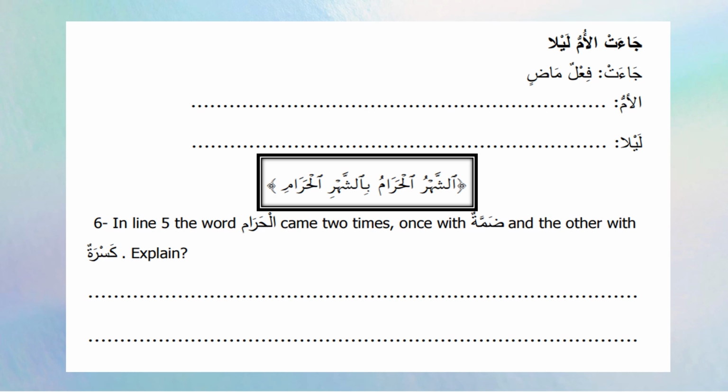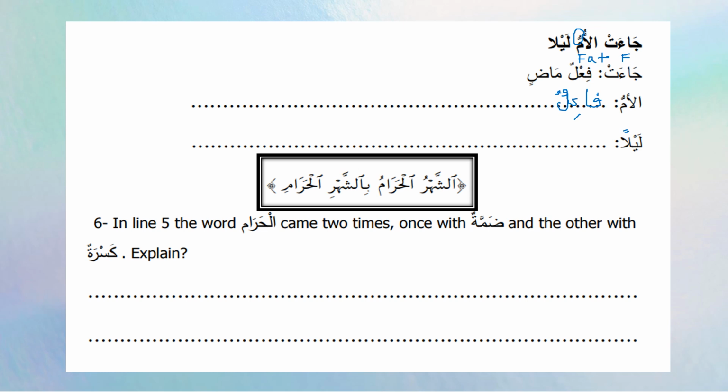Now, Ja'at al-ummu layl. Ja'at is the fail madi, and this ta, as I told you, is a sign of femininity for the feminines. Ummu is with the dhamma. Obviously, after fail, apply the same formula. It is the fa'il, the doer. So ummu is in the position of fa'il. And laylan. Laylan is with the fatha. Is it the maf'ul bihi?